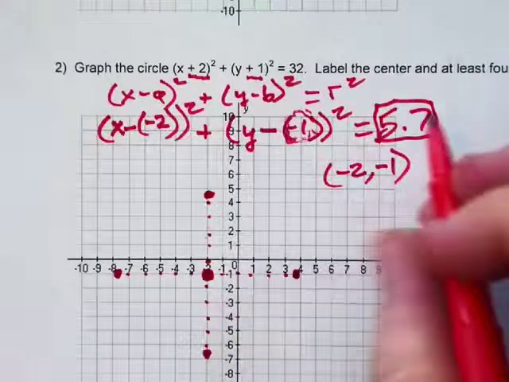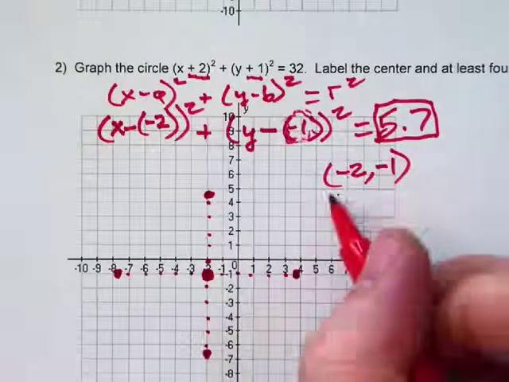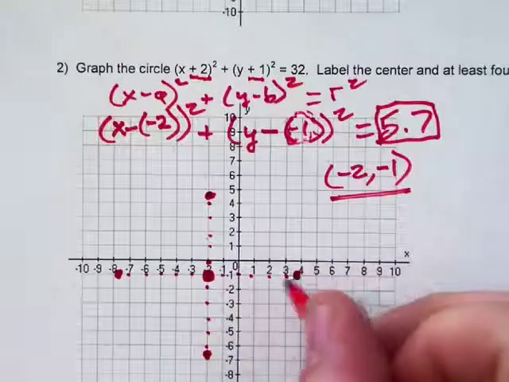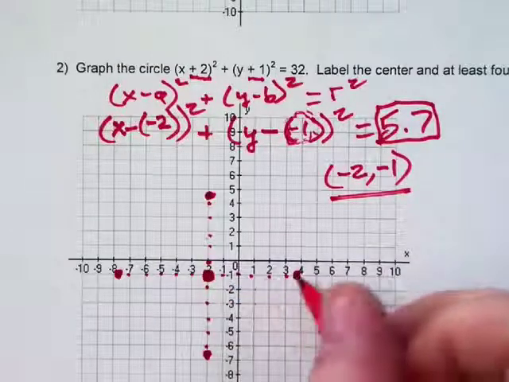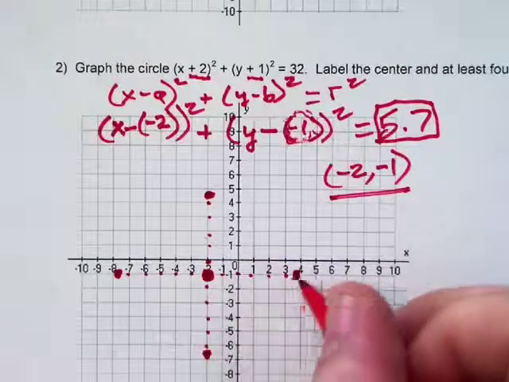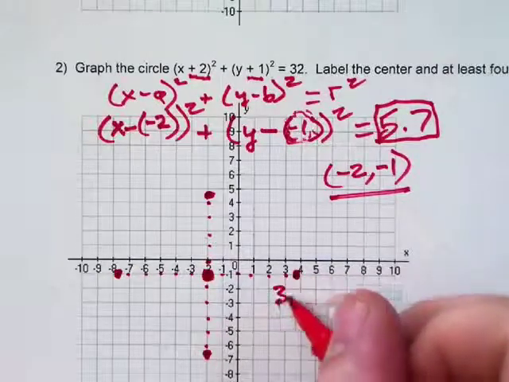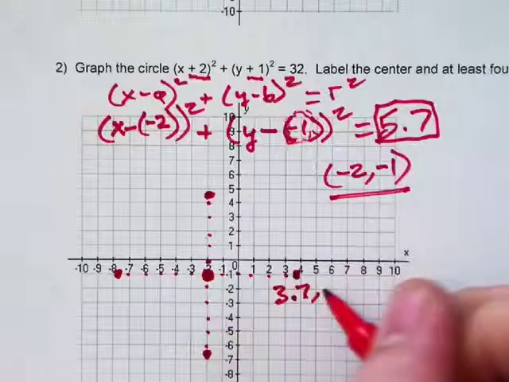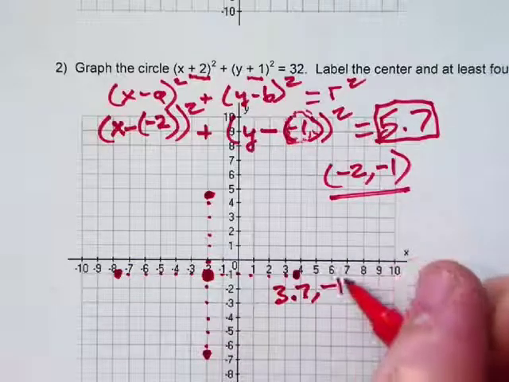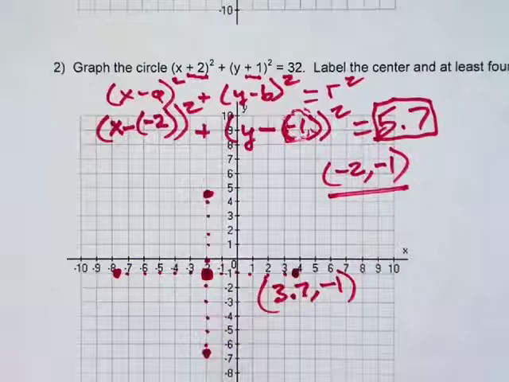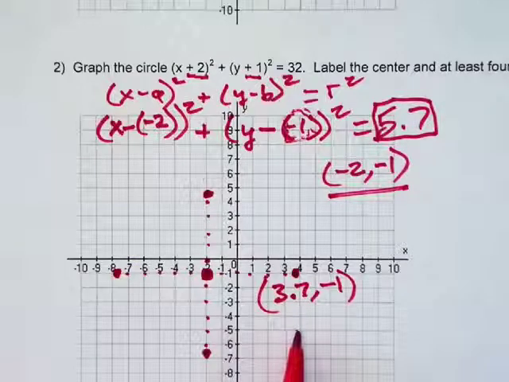So what are our points? Okay, our circle center is right here. So we went out to this point, and remember it was whole numbers up until the end, and then we did the 0.7. So that would be 3.7 comma -1. Okay, so you see how I'm just keeping the 0.7 in there.